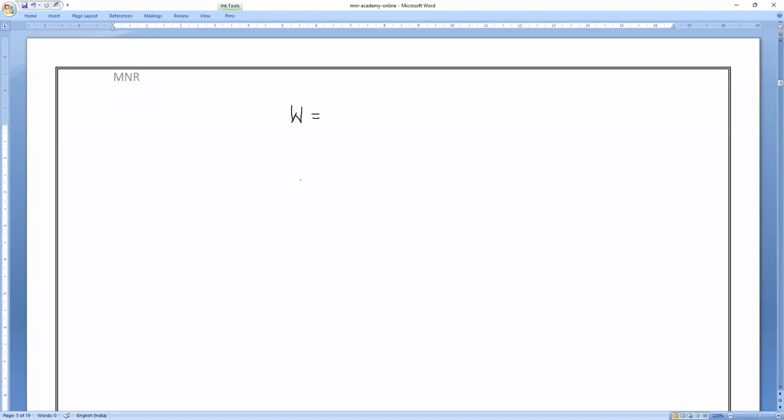So if I take working on a horizontal surface, which is force into displacement, and working against gravity, what is the formula, everybody? mgh. Working against gravity is equal to m into g into h. That is the mass of the object into acceleration due to gravity into height above the ground. So that is what we used to say.